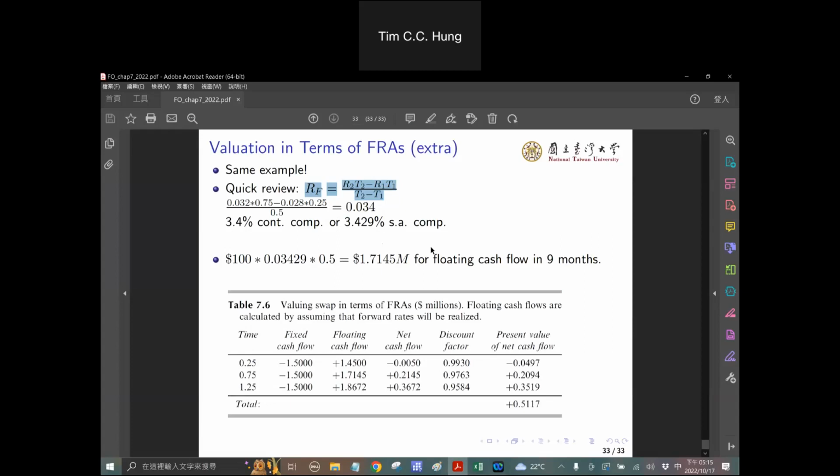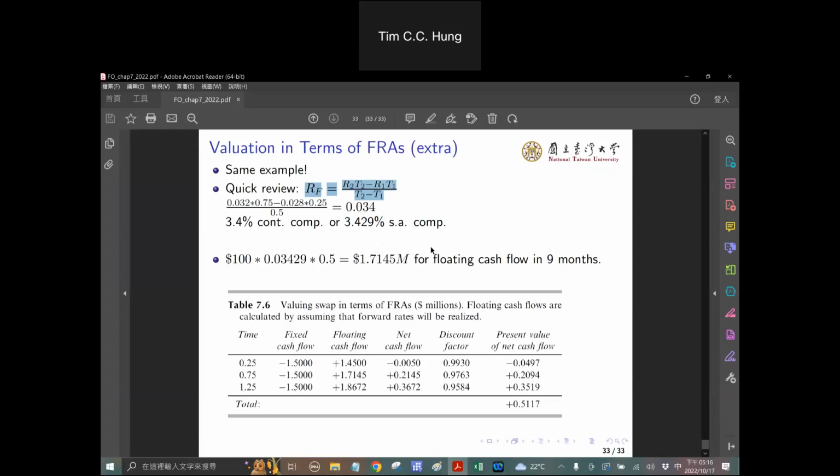The problem is that when we go back to calculate the real cash flows, we need to calculate in semi-annual compounding. So a 3.4% continuous compounded interest rate is equivalent to 3.429% semi-annual compounded interest rate. What is really good about it is that now we can forget about adding a notional principal and pretending they are bonds. Let's just treat them as cash flows. We know that the fixed payer will be paying 1.5 million, 1.5 million, 1.5 million.